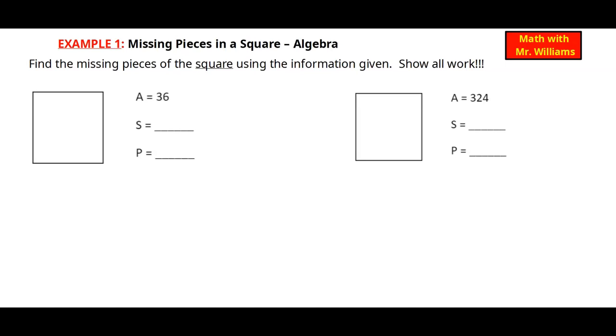Example 1. Missing pieces in a square. Algebra. Math with Mr. Williams. Find the missing pieces of the square using the information given. Show all your work. So here we have a square. We know the area is 36. I'm looking for its side length, and I'm looking for the perimeter.